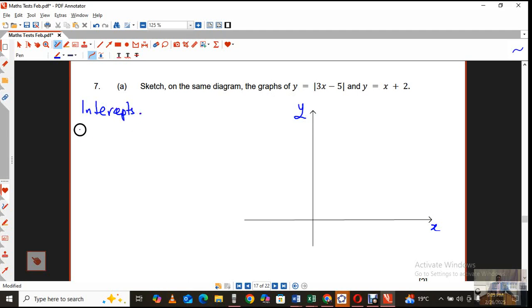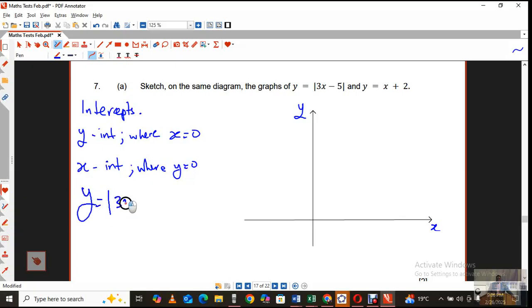The y-intercept takes place where x is equal to 0, and the x-intercept takes place where y is equal to 0. Very important. So let me take the graph y equals the absolute value of 3x minus 5. If I want to find the y-intercept, I'm going to make x 0. So y-intercept will be 3 times 0 minus 5. Okay, are we together so far?